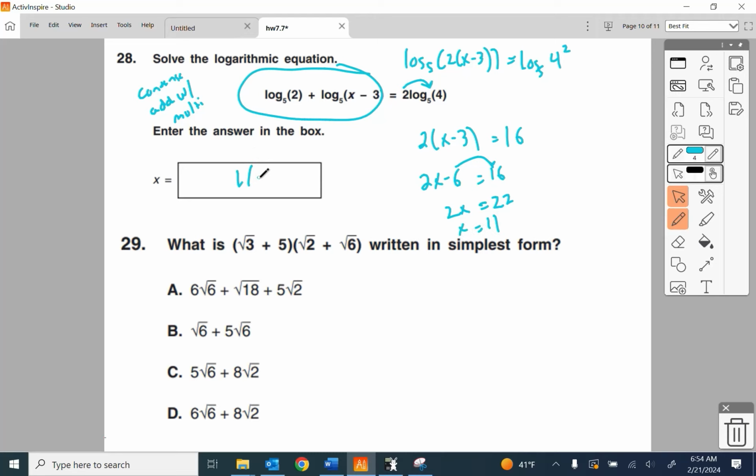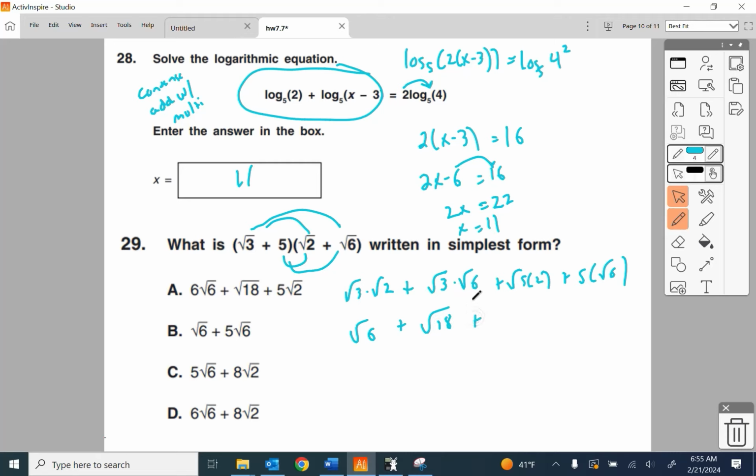This is a great way that the state tends to test to see if kids understand the double distributive property. Root 3 times root 2 plus root 3 times root 6 plus root 5 times 2 plus 5 times root 6. And this becomes root 6. This becomes root 18. This becomes 2 root 5. And this becomes 5 root 6 still. And these two guys are alike. That makes 6 root 6.